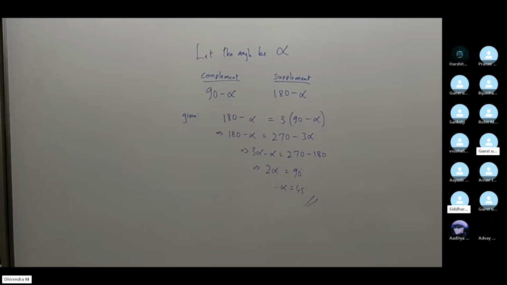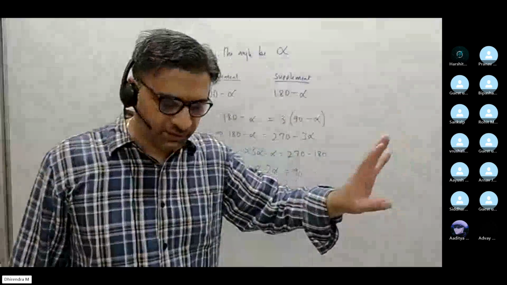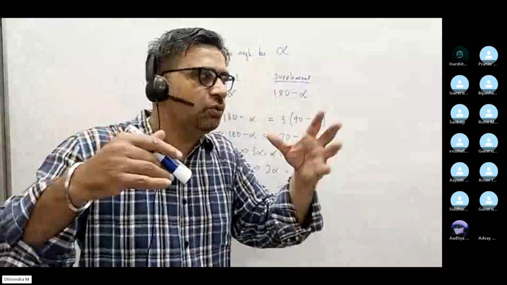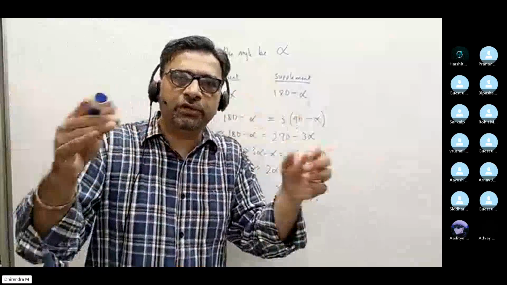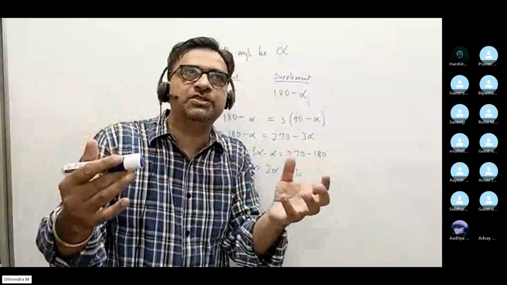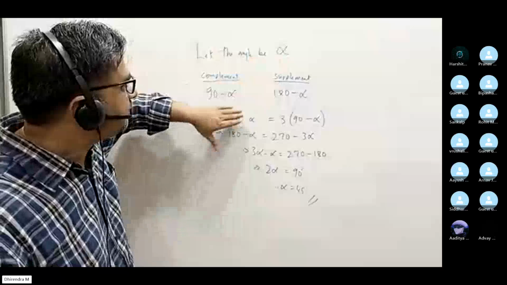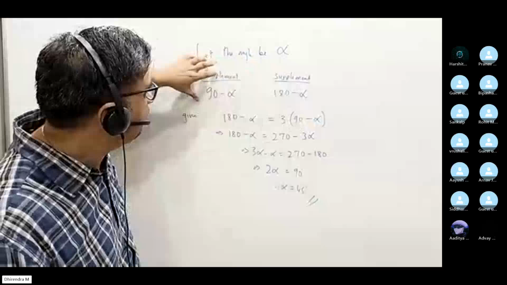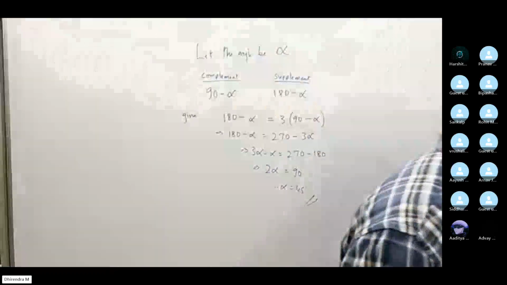Sir, why you took alpha? Hold on, that's this doubt. Why I took alpha? I have to find alpha. It is given that there is a certain angle whose supplement is thrice its complement. What is the angle? I've taken alpha. You could have taken x if you are interested. If you are more familiar with x, you can take it as x. It's given that there is an angle whose supplement is 3 times its complement. So first I found the complement of the angle, I found the supplement, and then I equated the two.